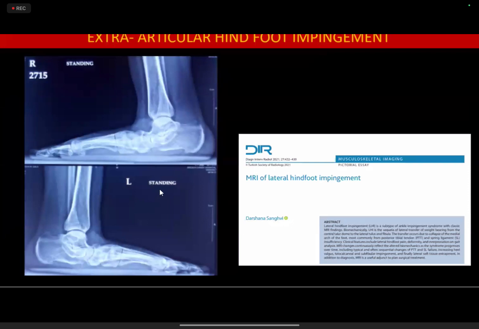And we have a role of weight-bearing radiographs. I'm not going into detail about weight-bearing radiographs and multiple calculations. But there is an extensive role in diagnosing and managing pes planus when it comes to weight-bearing radiographs.